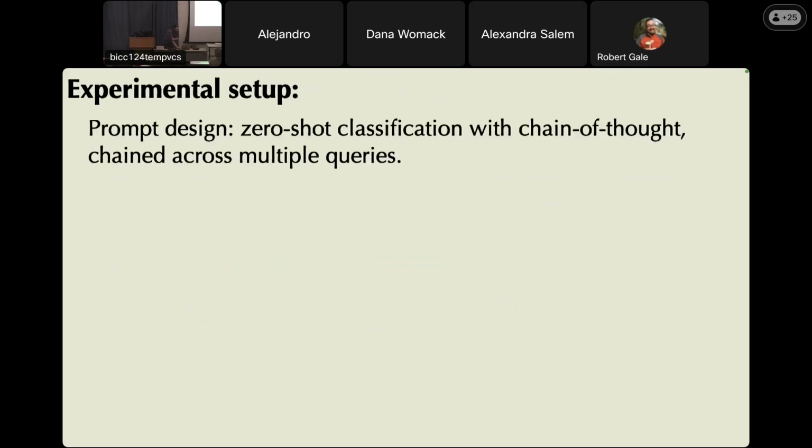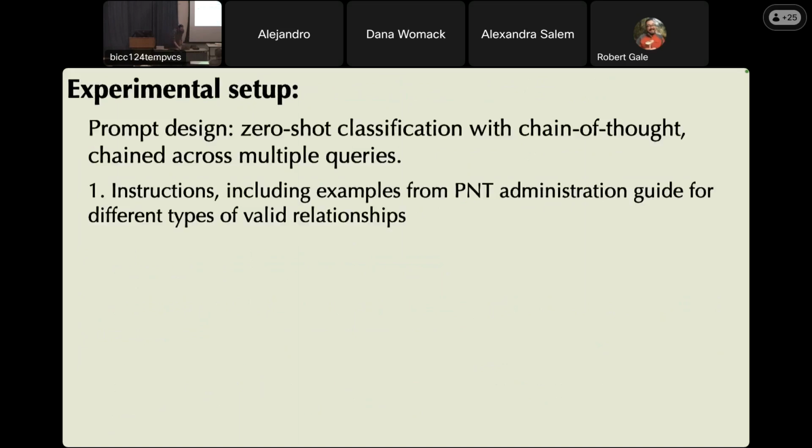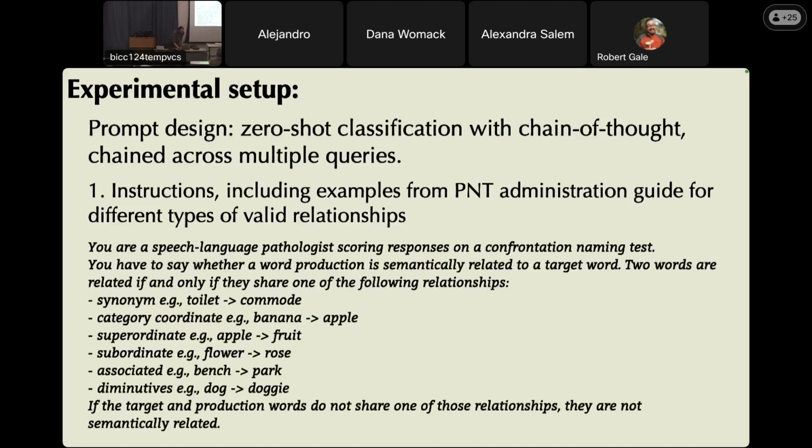We set it up as a zero-shot classification problem with chain of thought across multiple queries. And I am almost out of time, so we'll just show really quickly. We gave it the same instructions that a human doing the task is given, where we had examples of the six kinds of relationships with an example for each one. So this is actually 0.5 shot. It's not zero shot, but it's not exactly few shot either.